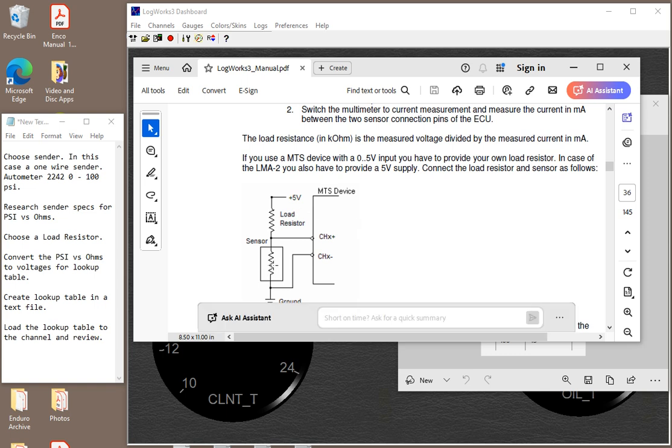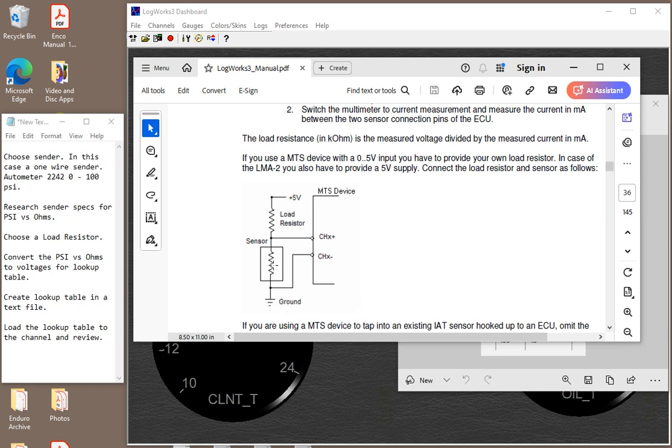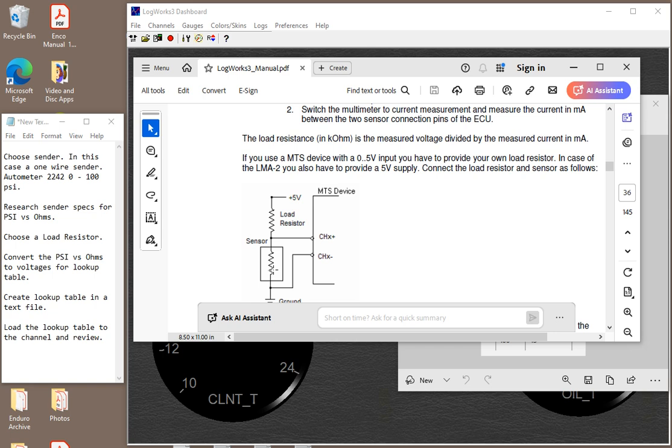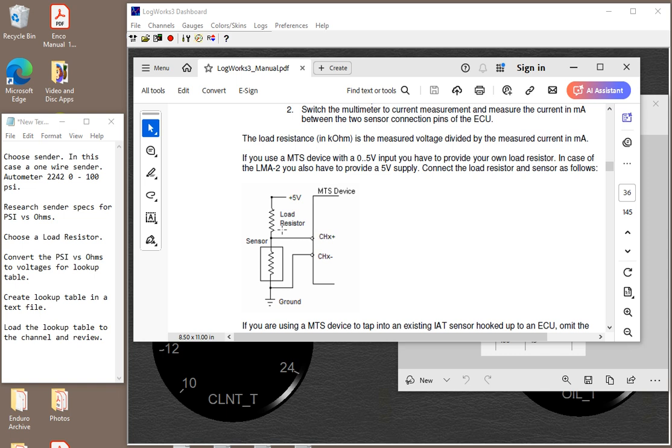With the sensor resistance, the higher the resistance, the higher the voltage will be at the channel. And the higher the pressure, the lower the resistance, so the lower the voltage will be on the channel. So that's how this works.